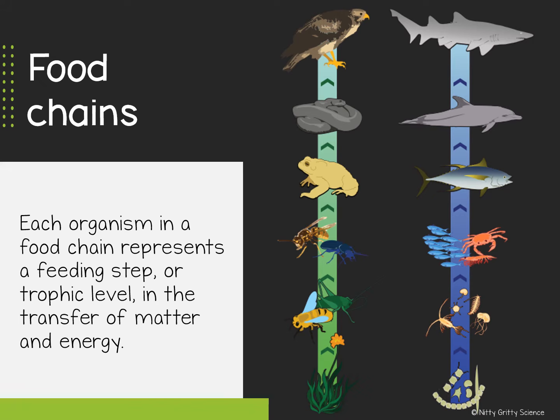Here you're looking at two different food chains, a terrestrial or land food chain and a marine food chain. Each organism in the food chains represents a feeding step, or what is called a trophic level, in the transfer of matter and energy. Start at the bottom of the food chains in these images, and energy moves in the direction of the food chain.